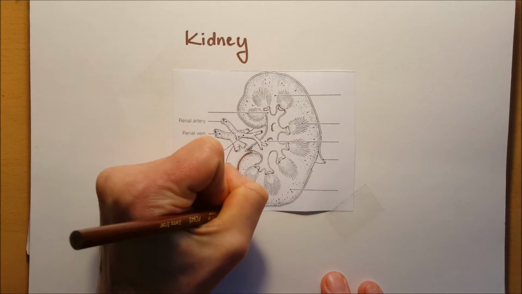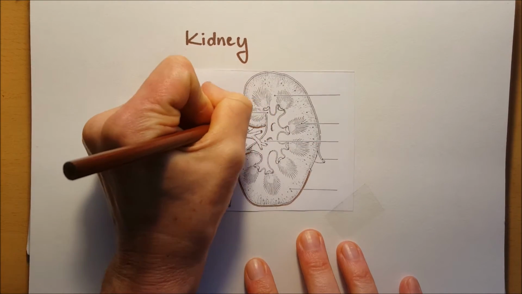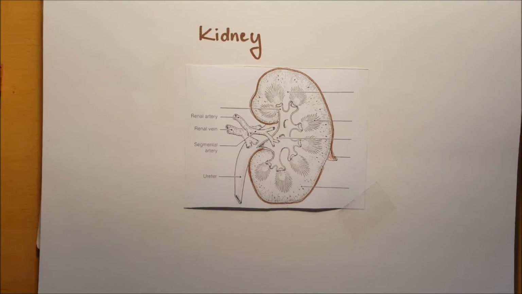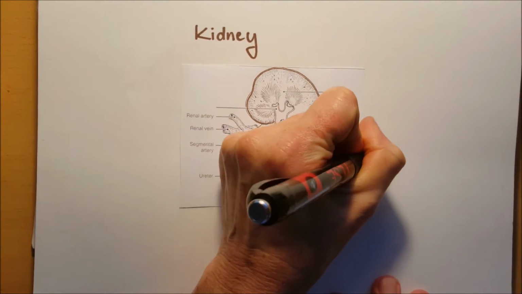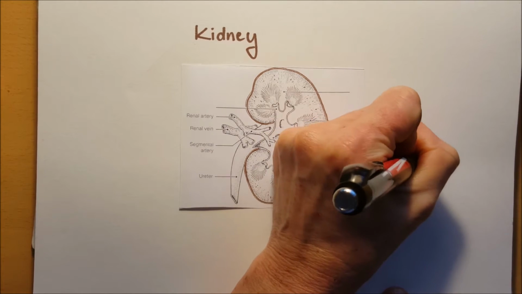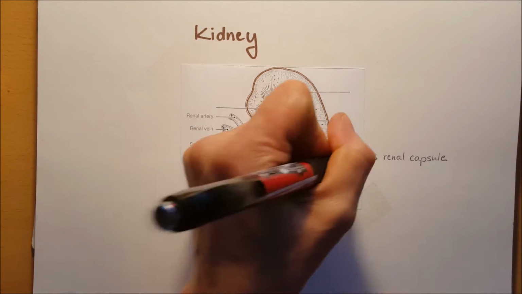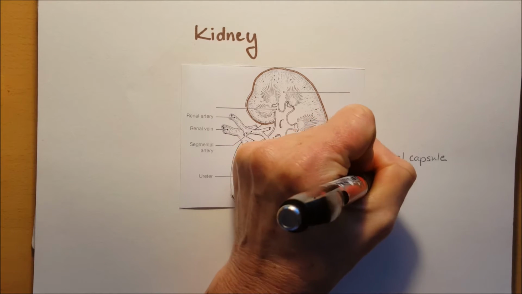The kidney is surrounded by the fibrous renal capsule, this brown structure, and this is really smooth, transparent material that covers the kidney. It's tightly attached to the surface of the kidney.